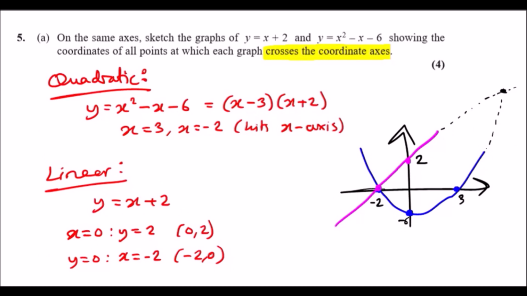So, question 5. On the same axes, sketch the graph of y equals x plus 2 and y equals x squared minus x minus 6. So it looks like you've got a linear term and a quadratic term. That's why I put some steps over here, showing the coordinates of all the points at which each graph crosses the coordinate axes.